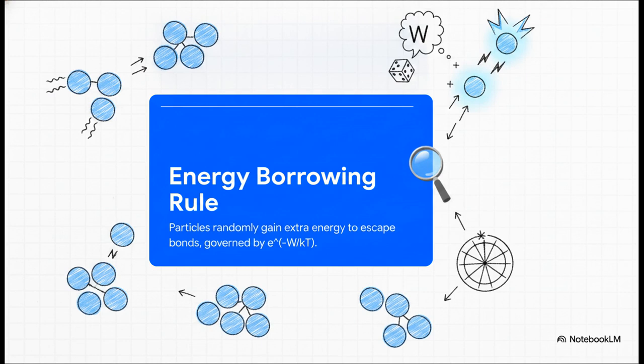Inside the liquid, water molecules are packed tightly together, held by attractive forces. To evaporate, a single molecule has to completely break those bonds. It needs extra energy, a specific amount of work we'll call W, just to pull away. But here's the catch. The average energy of a molecule just isn't enough. It literally has to win the lottery by randomly bumping into its neighbors and borrowing enough excess energy to escape.